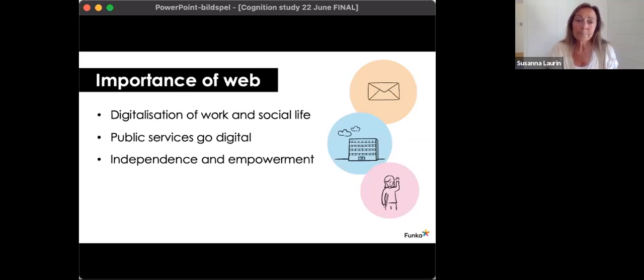So this means that digital accessibility for people with cognitive impairments is more important now than ever before. I think that the European Commission and experts in the field have known this for a long time, but the pandemic has really shown even more how important this is. On the other hand, when it works, it does improve independence and empowerment for end users.